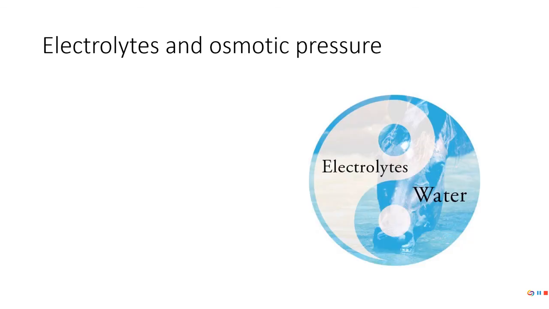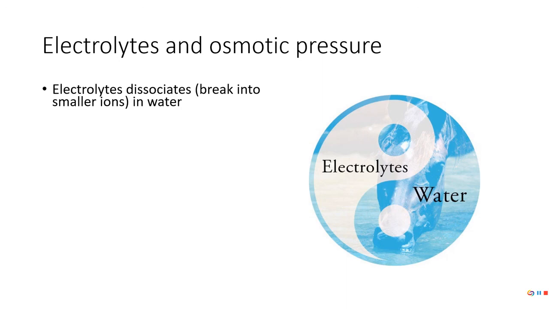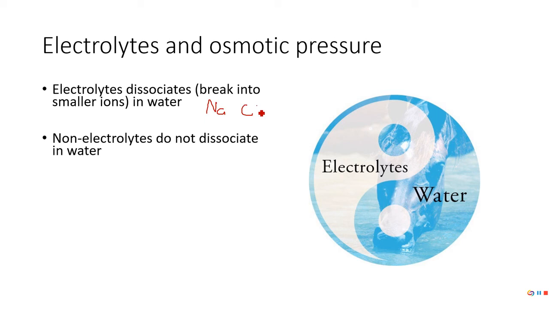Okay, so when it comes to electrolytes, they contribute to osmotic pressure. Now, electrolytes can break up into smaller ions, okay? Non-electrolytes don't break apart in water. So, for example, think of salt. Salt is NaCl, right? So NaCl gets into water, and it turns into Na and Cl. Glucose, on the other hand, sugar, doesn't break up into different ions, okay? So glucose is a non-electrolyte.